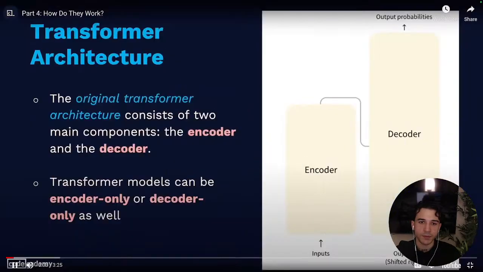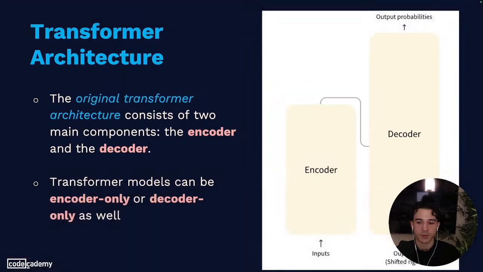The original transformer architecture, as proposed in the 2017 research paper, consists of two main components, the encoder and decoder. But transformer models can be encoder only and decoder only as well. Let's see what that all means now.